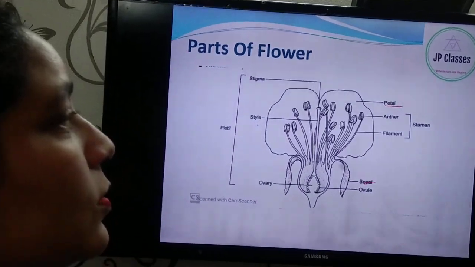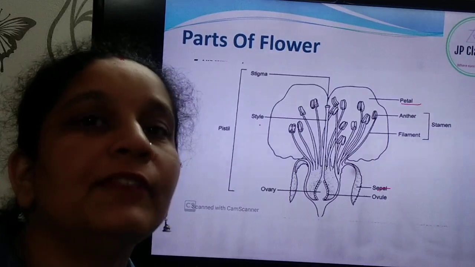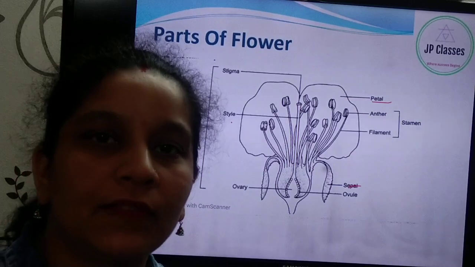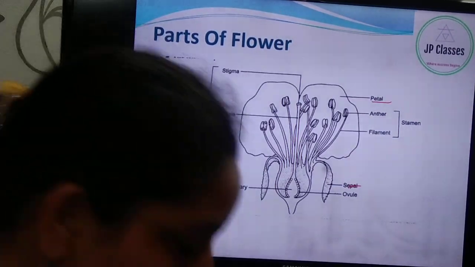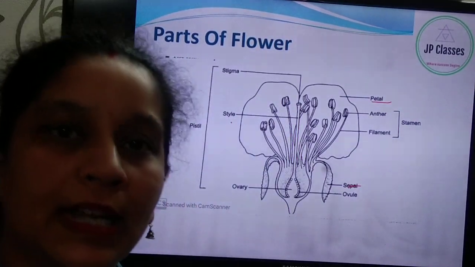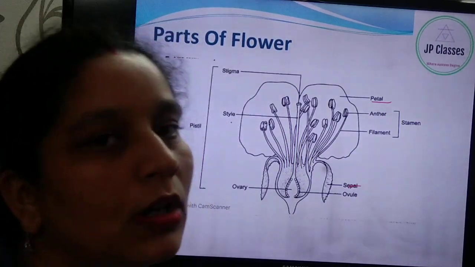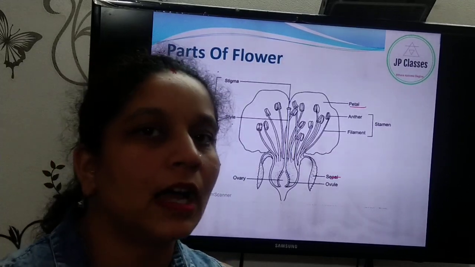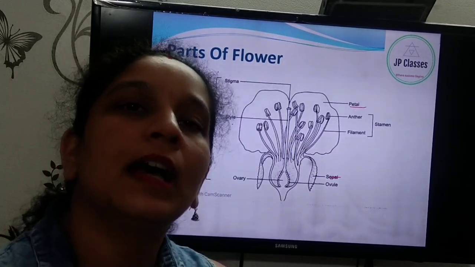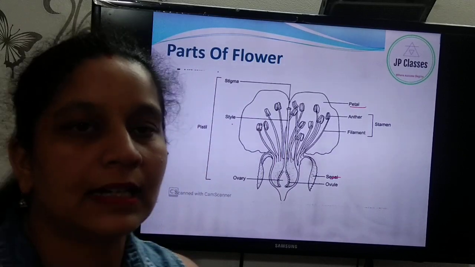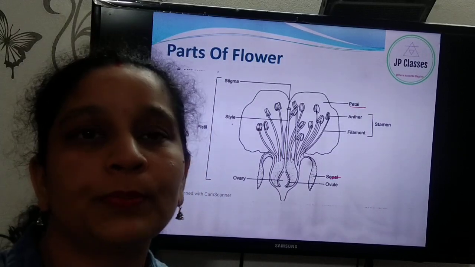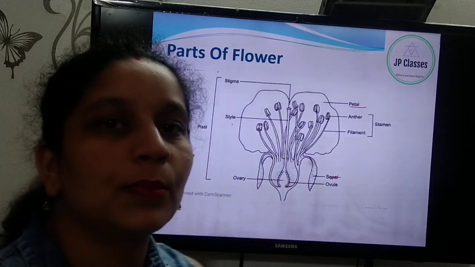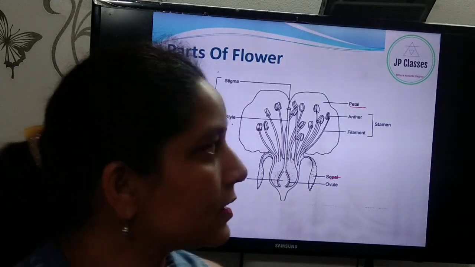Now, inner to the petals, some flowers bear glands. Besides attracting the insects as pollinators, they also have some glands which secrete nectar. You all know that insects feed on nectar, mainly the honeybees, which feed on the nectar and give a highly nutritive product known as honey. So, it is because the petals have the glands which secrete the nectar.